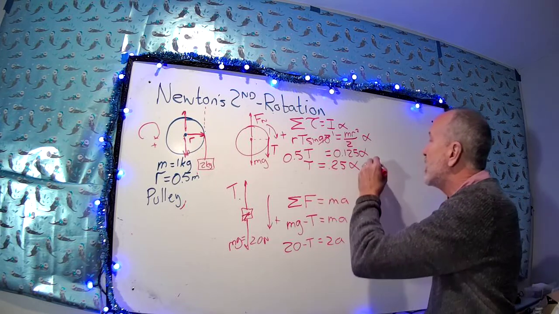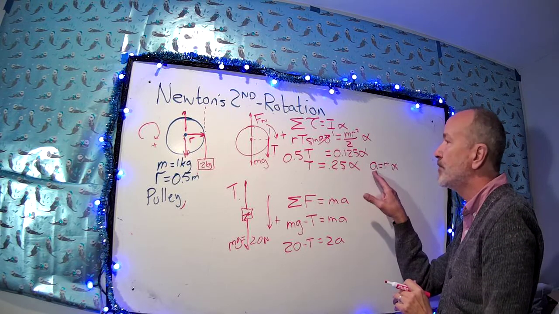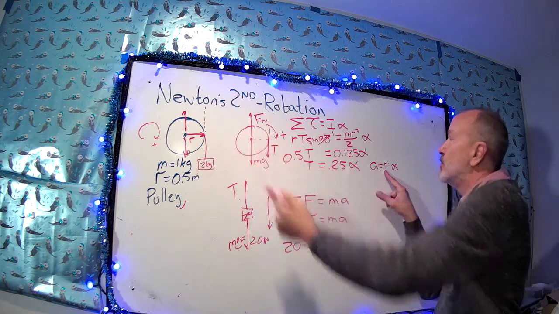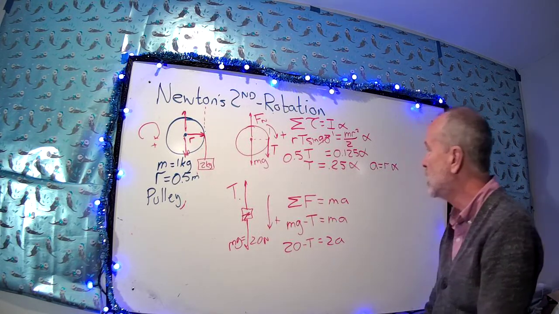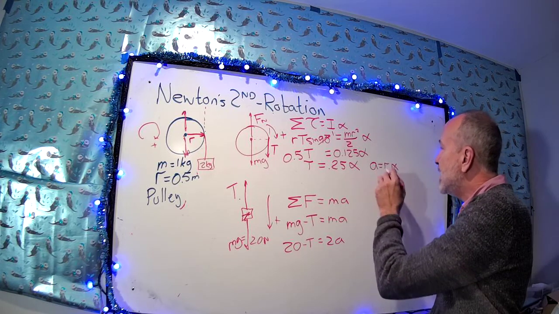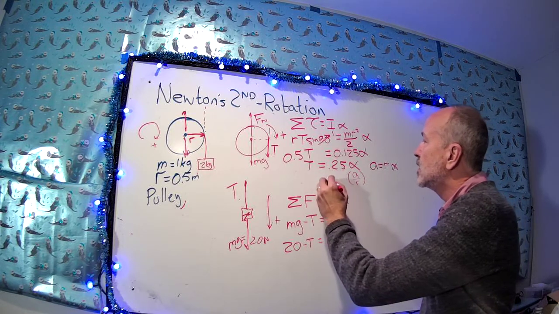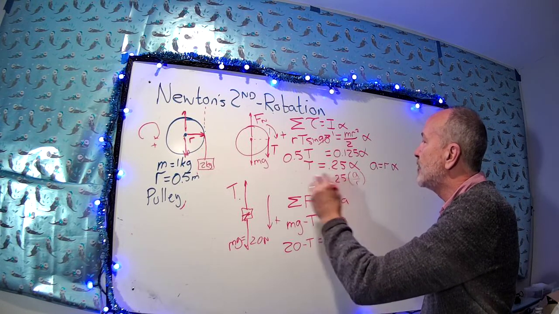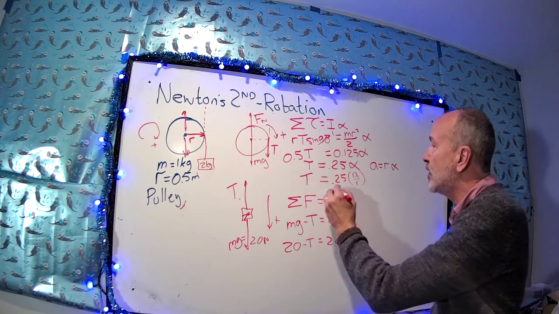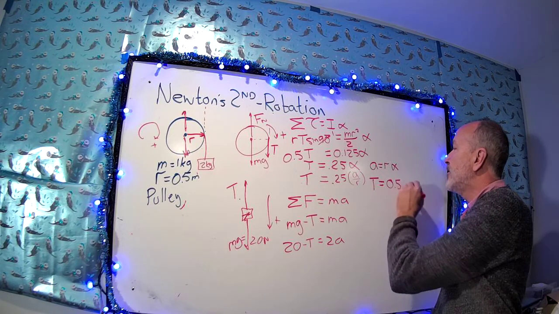But we do know that a equals R alpha. The linear acceleration is going to be R times alpha because it's R, and in this case that is the radius, away from the center. So we can substitute in now. a equals R alpha. Alpha is a divided by R. T equals 0.25 times a over R. R is 0.5. Divide by 0.5. This ends up being T equals 0.5a.